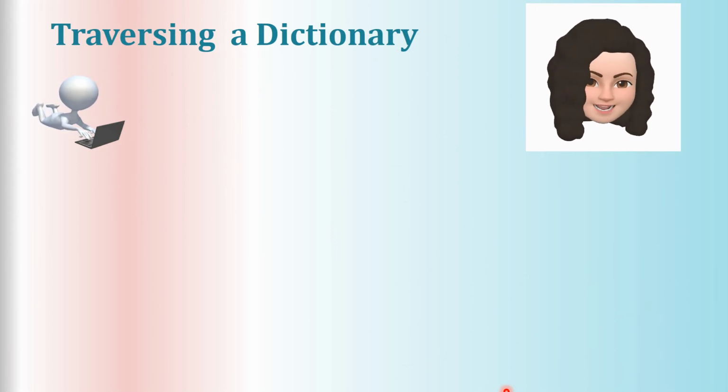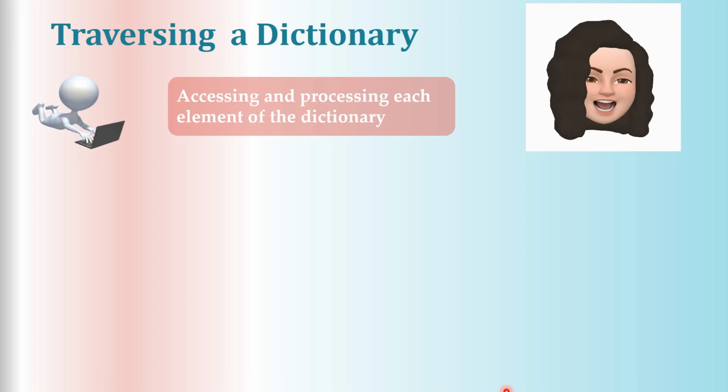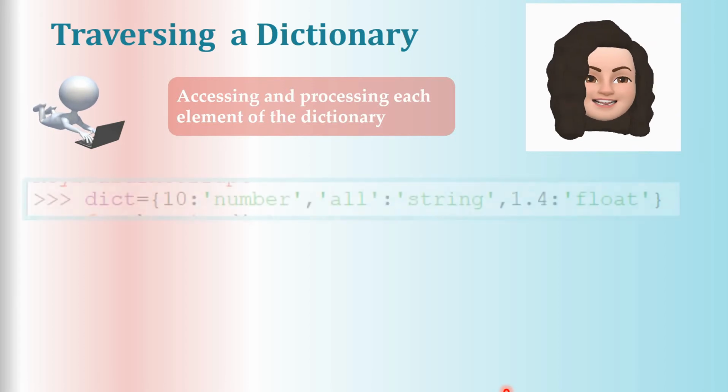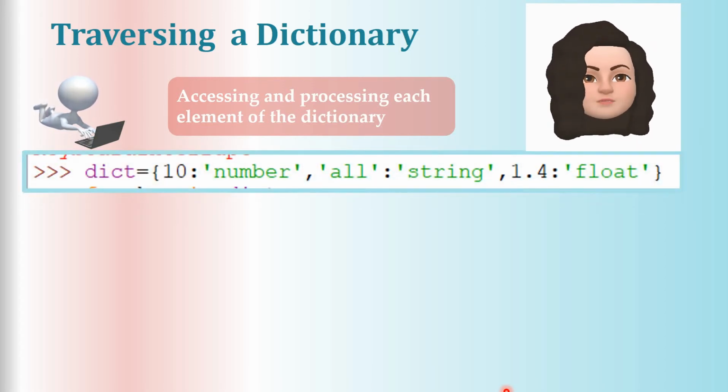Traversing a dictionary. Traversing means accessing and processing every element. Each element of the dictionary is visited, and that is known as traversing. So let's create a dictionary. dict = {10: number, all: string, 1.4: float}.